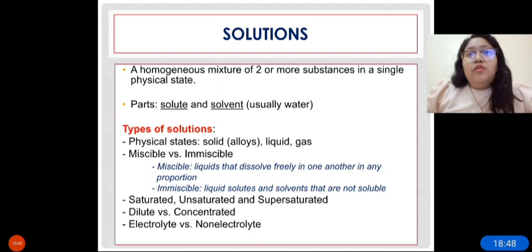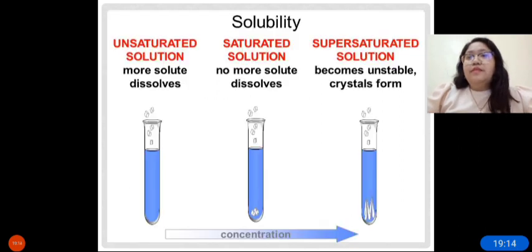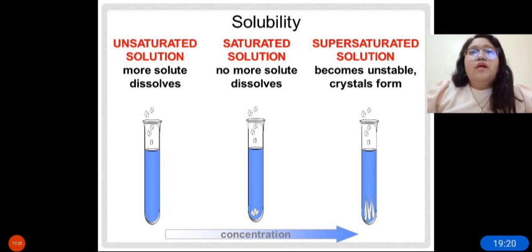So solutions can also be saturated, unsaturated, or supersaturated based on the amount of solute in the solvent. Then they could also be dilute or concentrated based on the proportion of solute in the solution. And lastly, solutions can also be electrolytes or non-electrolytes. So later on, we will discuss this. So let us talk about this first, solubility. Solubility is actually a fascinating concept in chemistry. It's all about how much of a solute can dissolve in a solvent.